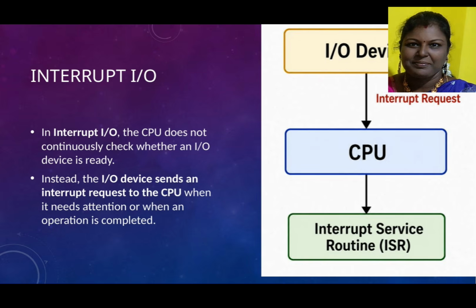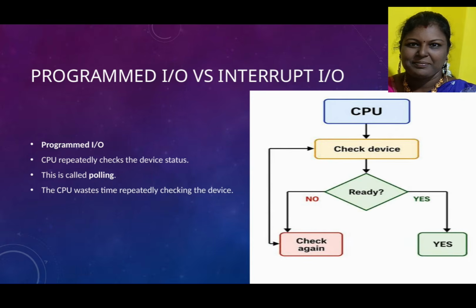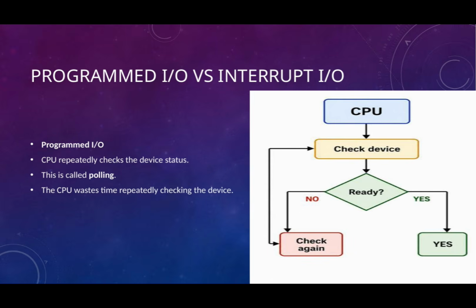Let's talk about programmed I/O here. The CPU keeps checking the device status over and over. This constant checking is called polling. The problem? The CPU ends up wasting a lot of time just waiting and watching, instead of doing other work. This approach contrasts with interrupt I/O, where the device signals the CPU only when it needs attention. Understanding this difference helps us see why programmed I/O can be inefficient in many situations.